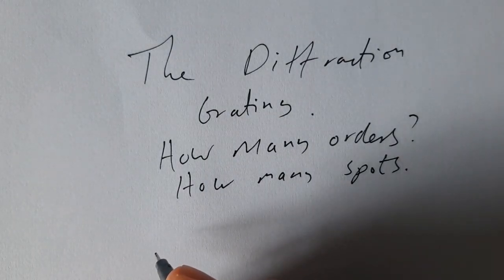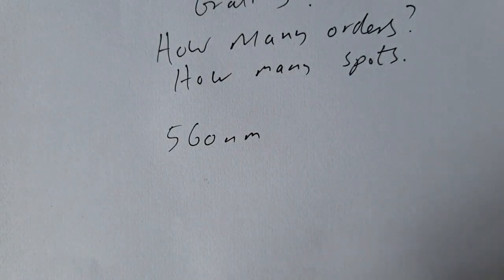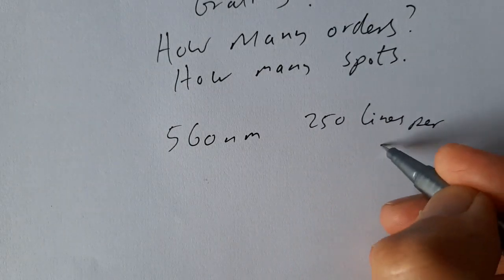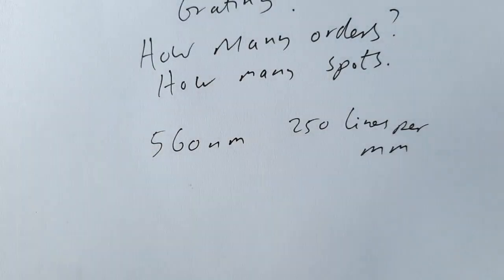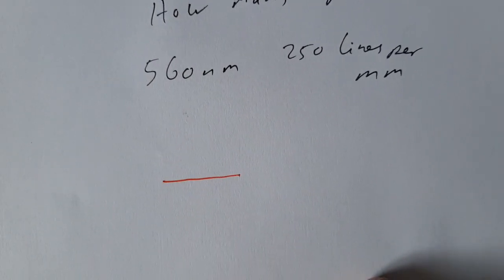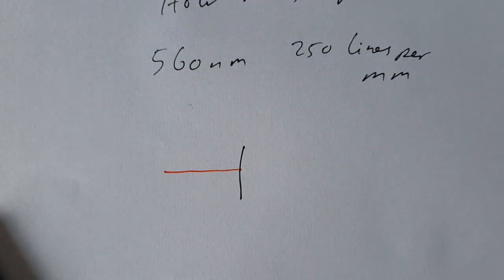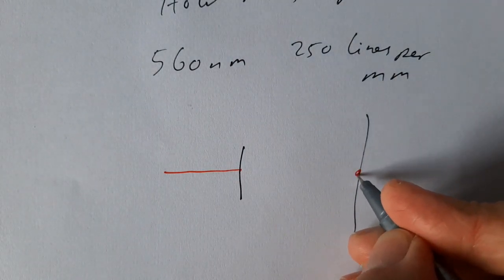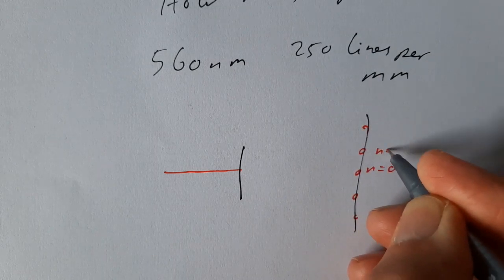So I'm just going to imagine a simple scenario. We've got some light, pretty much red light, 560 nanometers, and we're going to put it through a diffraction grating of 250 lines per millimeter. And the first question we might ask ourselves is, let's draw a picture of what's going on. Here's our laser light coming along. It's going to hit the diffraction grating, and then over here on a screen we're going to have some red dots, aren't we? Like that. n equals 0, n equals 1, I guess.